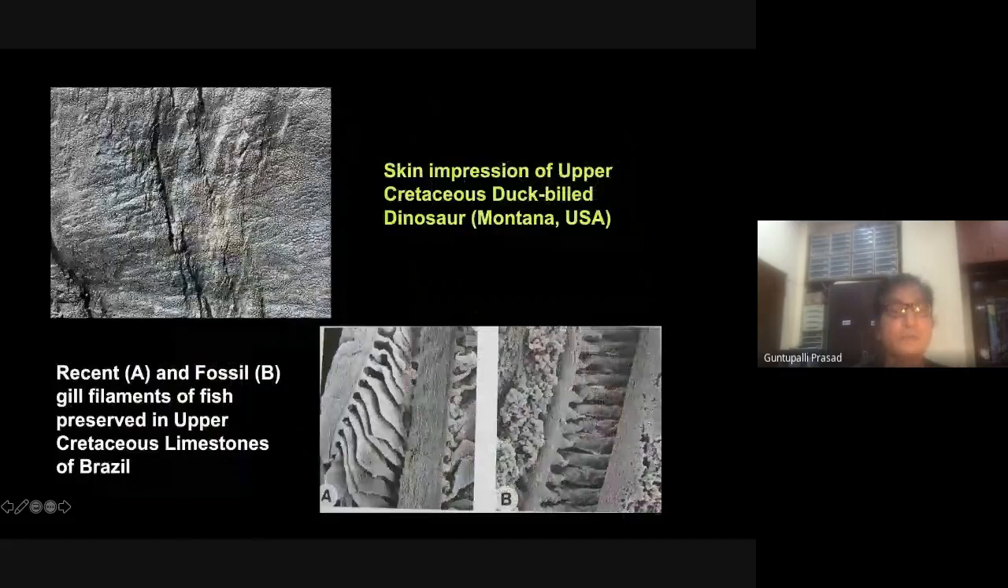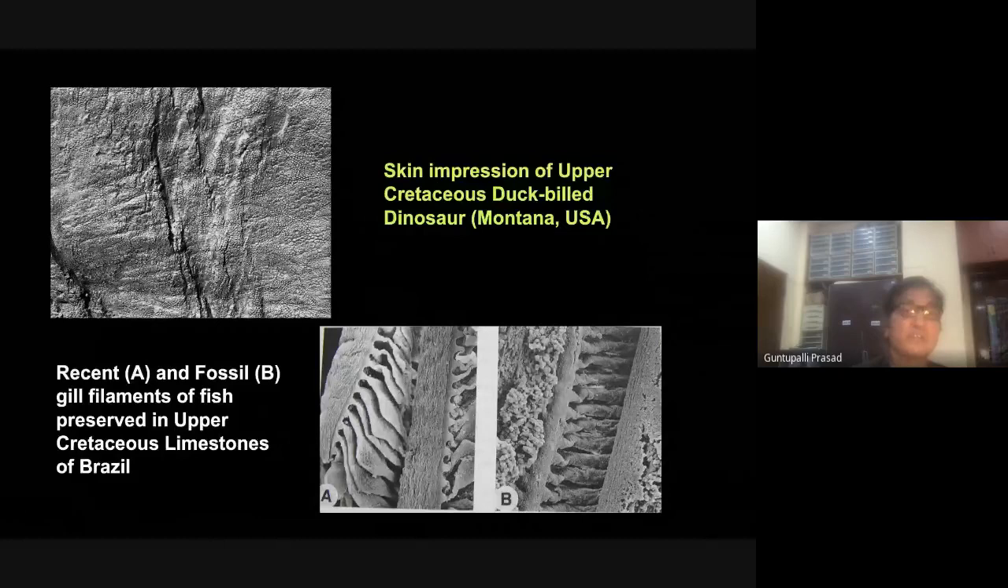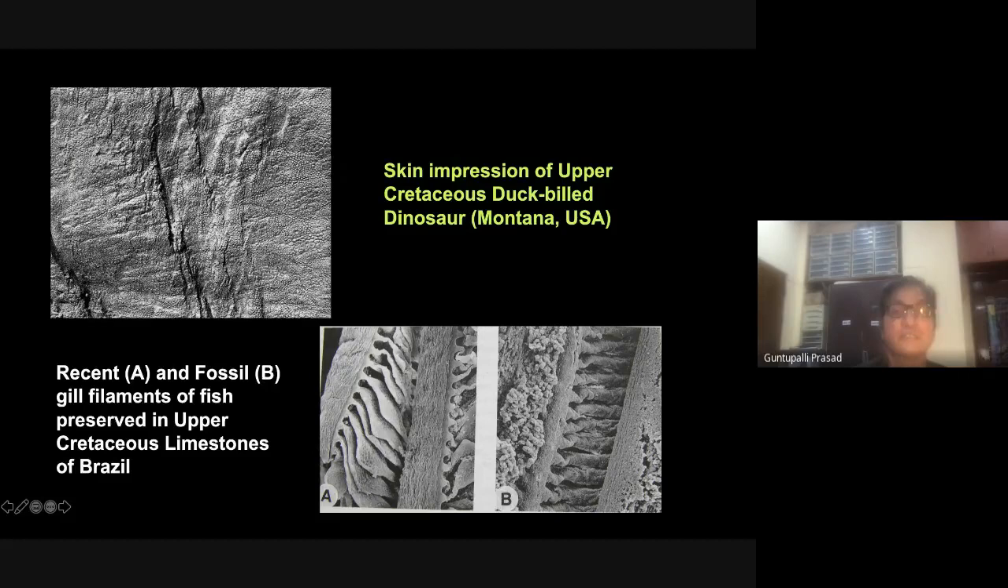Then there are cases where even the skin of a dinosaur was found; an impression of the skin was found in the rocks. Like this is the Cretaceous duck-bill dinosaur from Montana. And then in certain cases, even the gill filaments of fish were preserved.